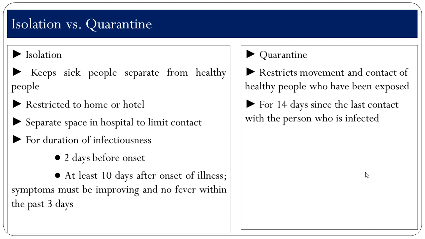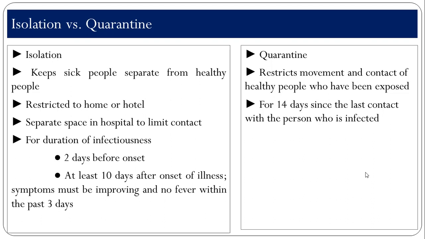Now, how long should someone isolate from other people? Well, it should be for the duration of their infectiousness, and as we already discussed, that will start 2 days before the onset of their illness, and it will last through the duration of their illness. Some people are sick longer than others, so their infectious period will be longer too.